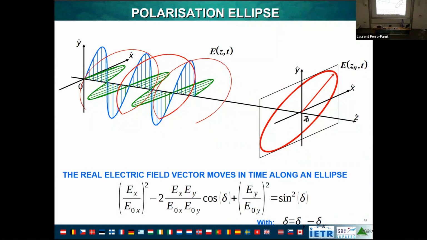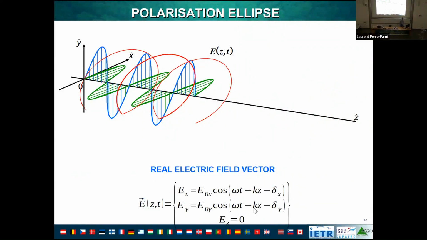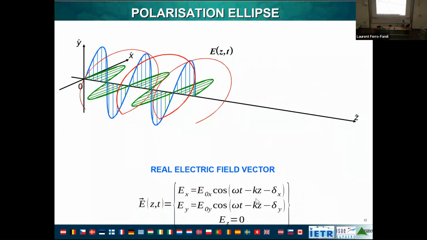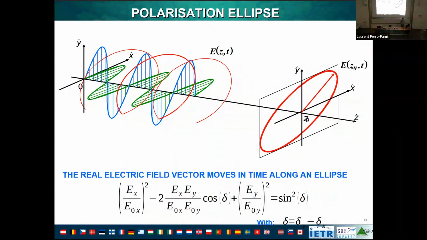Why? Because it is for a single position. So if we go back to the complicated expressions here, you have time, space, and two coefficients. If you set the plane at a given position and you let time go, then you can remove the time and the space components of your expression, and then you concentrate on two coefficients for each axis, the amplitude and the phase shift.